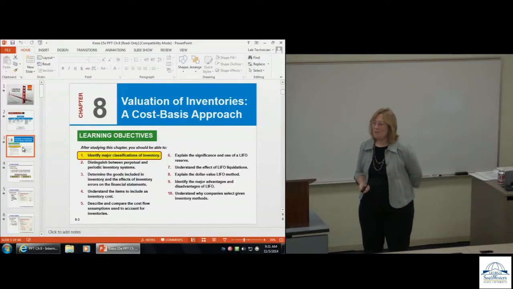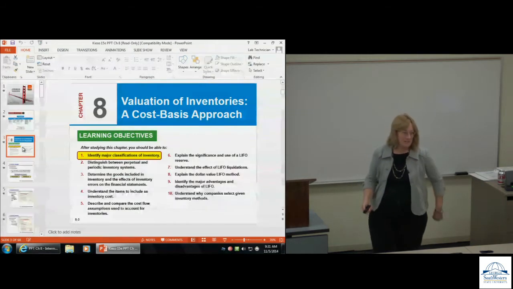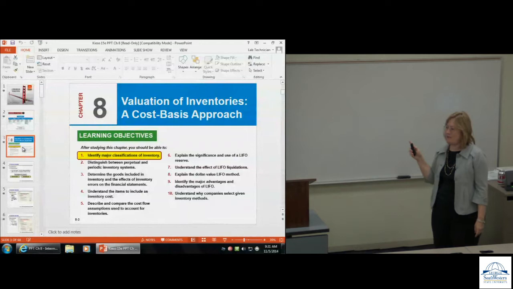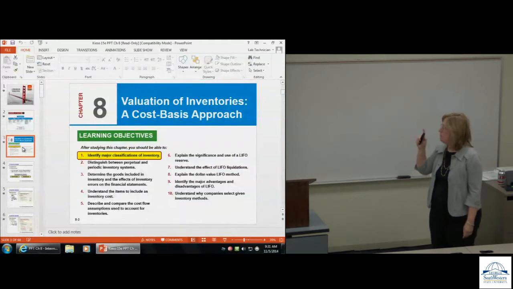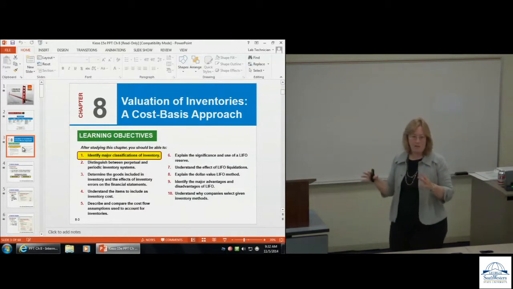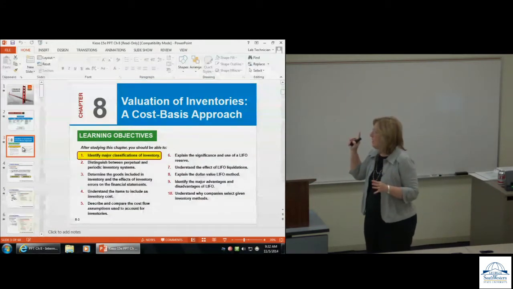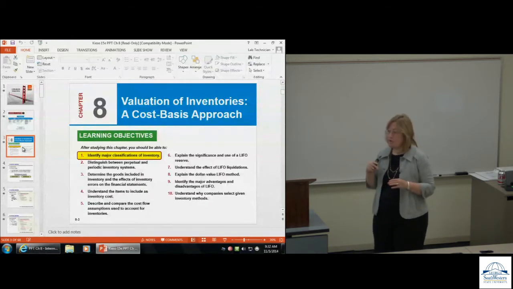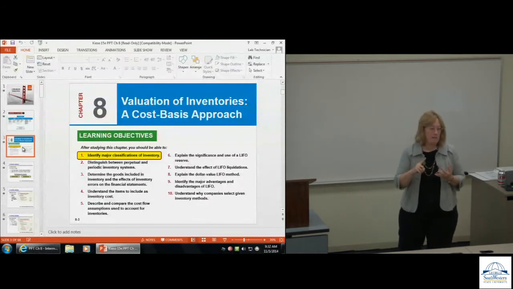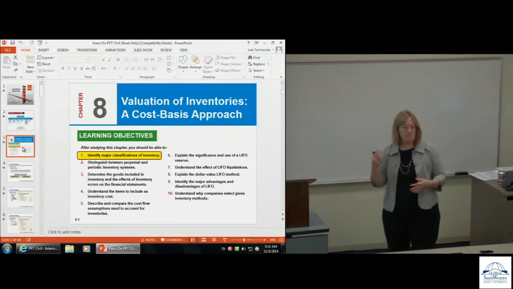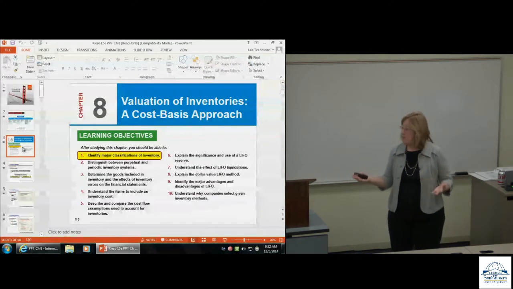Okay, so we're going to get started on Chapter 8. In Chapter 8, we have these 10 sections. Today, we're going to go over the first 4, which are just kind of the introductory parts of the chapter. And then Monday, we're going to go over number 5, which is cost flow assumptions, which will be LIFO, FIFO, etc. And that'll be kind of more or less the meat of the chapter.